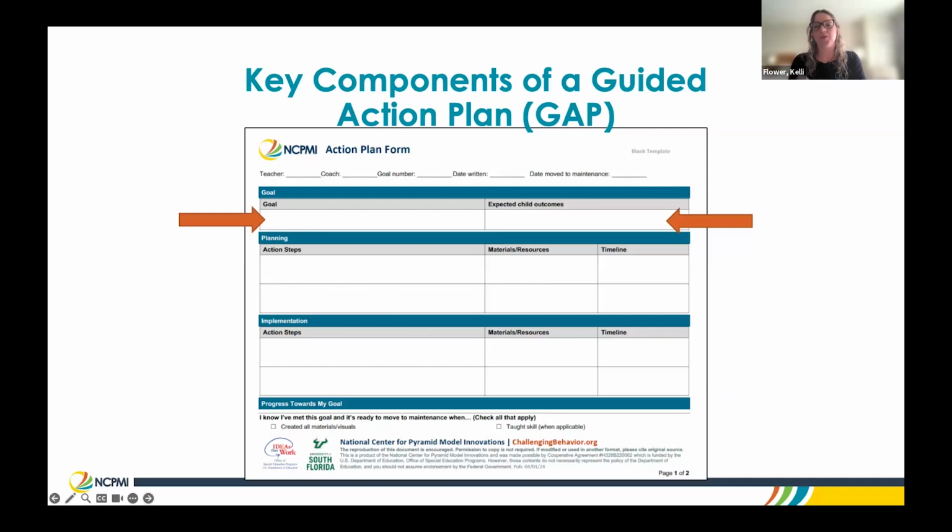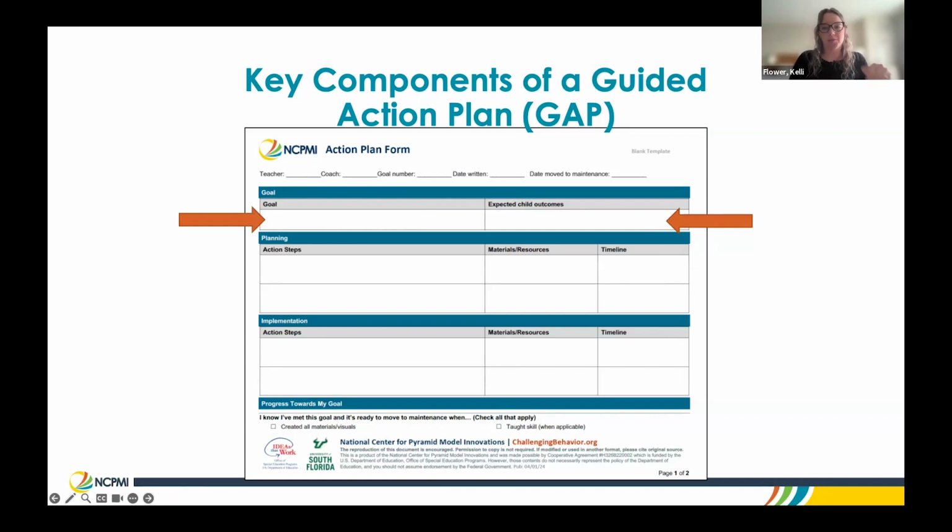And it's also helpful. The child outcome piece is really helpful because it can help us measure progress. So if your goal was, I'm going to explicitly teach whole group rules using different materials and strategies, then the expected outcome might be students will follow these rules the majority of the time. And then if the kids are doing that, then that's one way we can measure our progress.